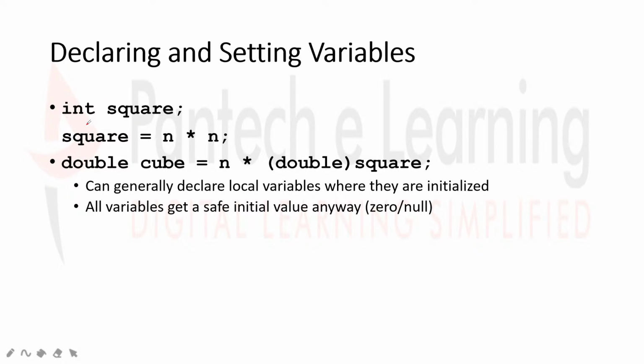Here we can see how we can declare variables. For example, if you want to declare a new variable, you need to use the data type name and then your variable name. Here I am giving only a data type name and a variable name. Then n into n means that is square, and if you want cube, that is n into n square. This is generally how we can declare variables.